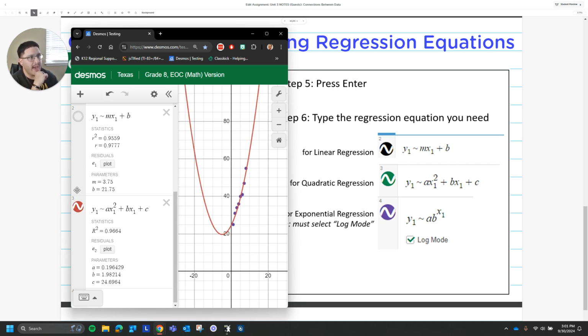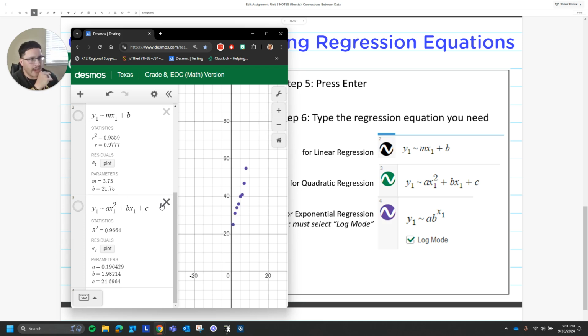And again, it depends on what makes sense in the context of the word problem. Maybe there are values that go up coming over here, and quadratic would best fit a model like this. If not, then maybe linear would make more sense, to go just straight through the graph, straight through the points.